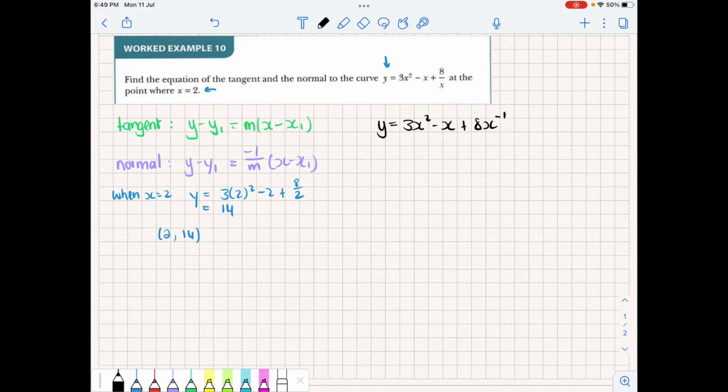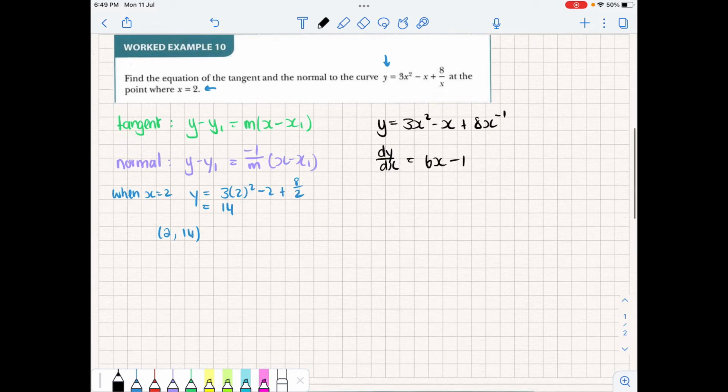And now I'm just going to find the gradient function using the power rule. Okay, so a nice simple derivative here. So we'll get 6x minus 1 multiplied by the power, so this will become minus 8. Reduce the power by 1, it will become x to the power minus 2, which is just over x squared.